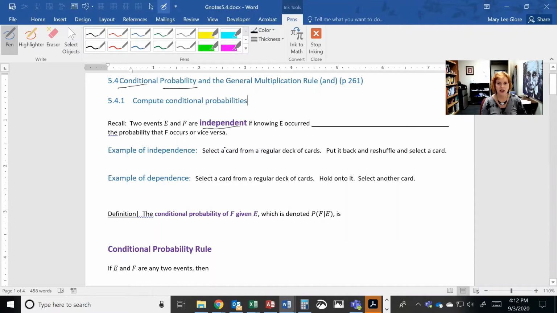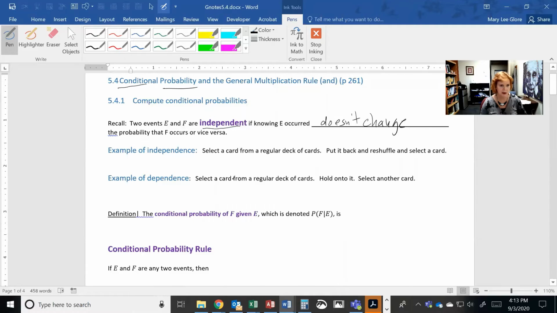We call independent events events where if I know one occurred, then it doesn't change the probability of the other. So if knowing E occurred doesn't change the probability that the other one occurs, then the probability of F does not depend on whether E occurs or not. So it's independent of E, or vice versa. If E is independent of F, F is also independent of E.